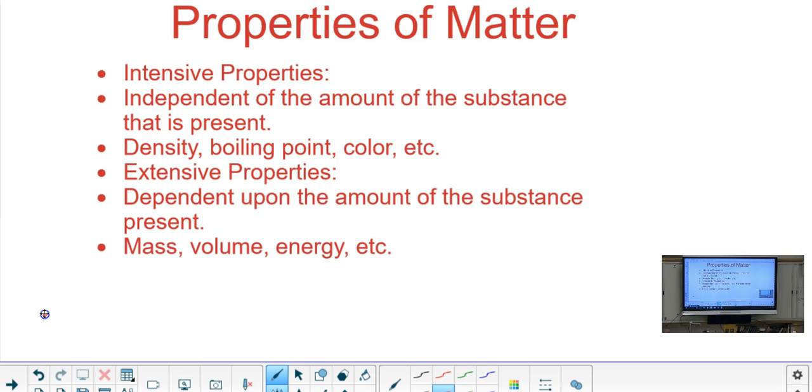Intensive properties are independent of the amount of the substance present. So like this yellow paper, whether there's 50 of them or 1 of them, they're still yellow, right? So the color of this paper is independent of how many there are, but the mass of these papers is dependent on how many there are. You okay with that? So independent things are like density, boiling point, and color.